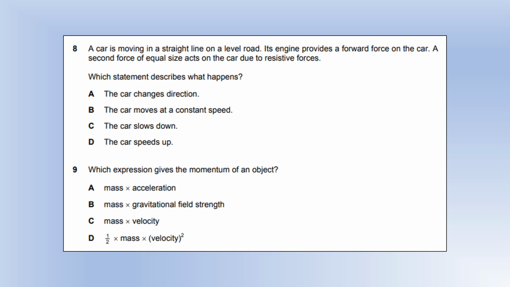The car is moving in a straight line on a level road. Its engine produces a forward force on the car. A second force of equal size acts on the car due to resistive forces. Which describes what would happen? Well, it's going to go at constant speed. If the forces are balanced, acceleration is 0, so speed is constant.